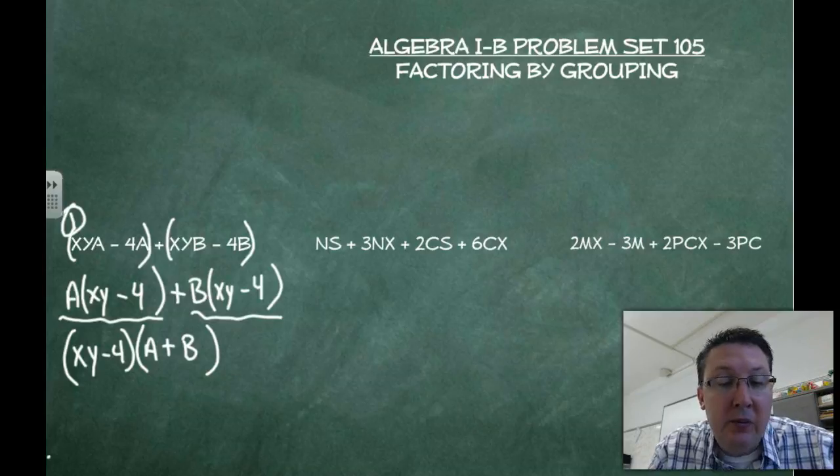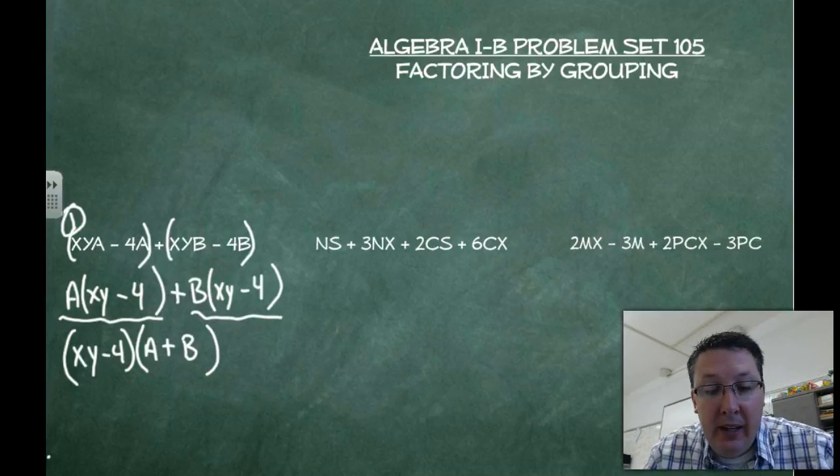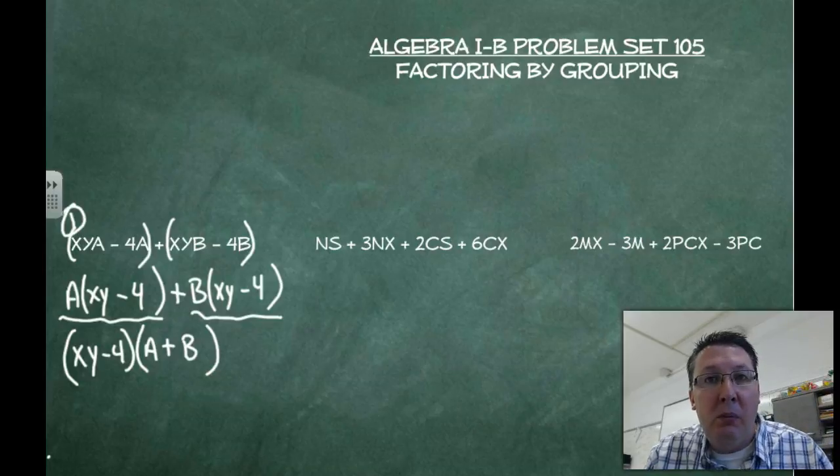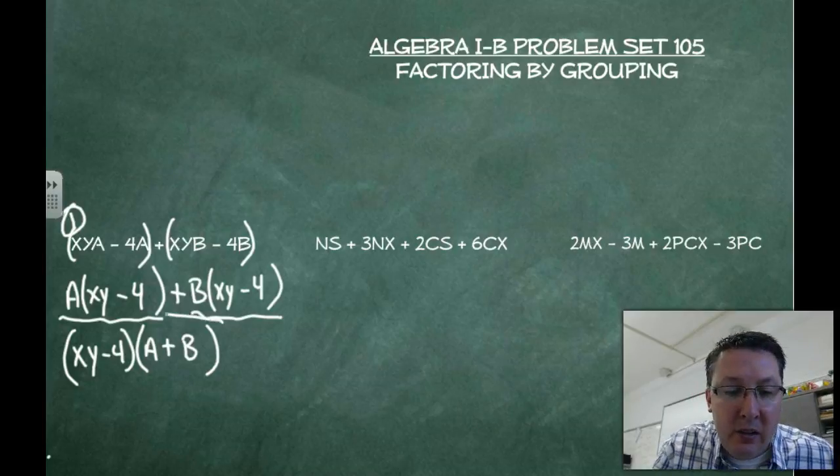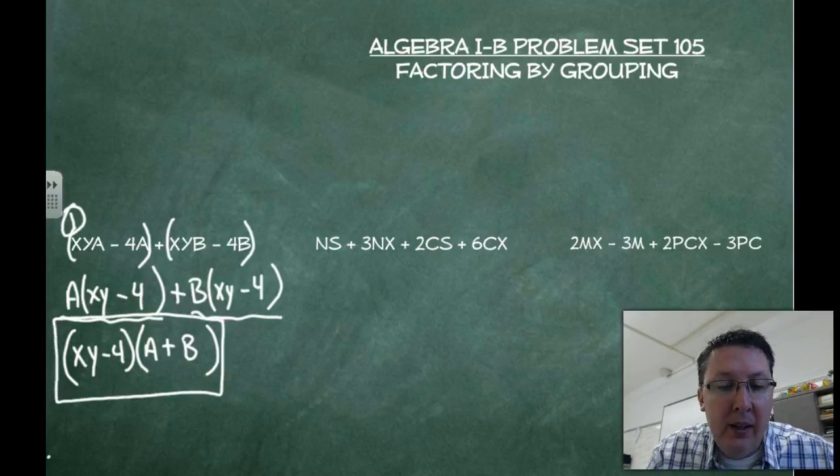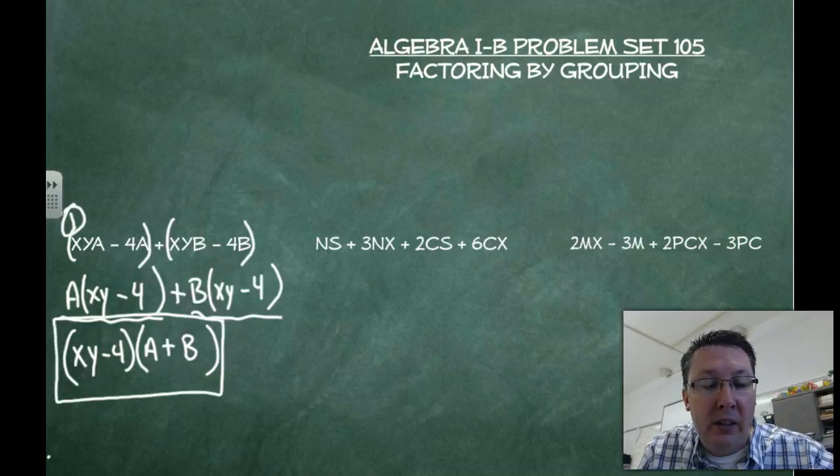Now, xy minus 4, I can't do any more factoring to that. A plus B, I can't do any more factoring to that. My whole goal of the problem was to split this whole thing up into a product of things multiplied together. And that's what we ended up with. I have it broken down into a product of things. So that is my factored answer.